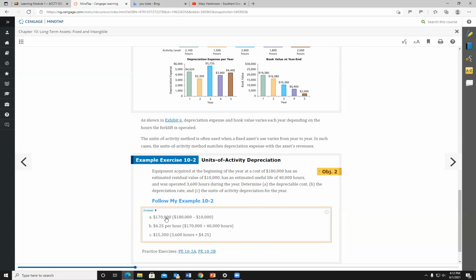Now we need to determine the depreciable rate. You take the depreciable cost and divide it by its units of activity, which is 40,000 hours. So $170,000 divided by 40,000 hours gives us a depreciable rate of $4.25 per hour. Now it asks us the units of activity depreciation for that year. It told us that the equipment was operated for 3,600 hours. So we take that $4.25 and multiply it by 3,600. So our units of activity depreciation for that year was $15,300.